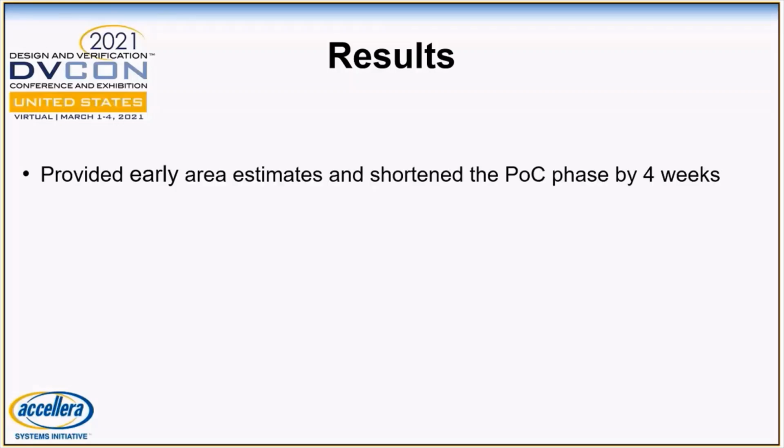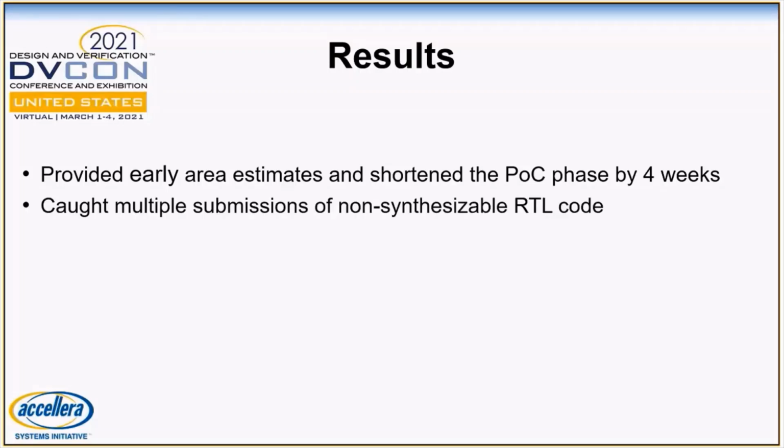Using design information from formal elaboration played a key role during the POC and execution phase. For POC, we provided the backend team with reasonable area estimates without relying on the availability of the standard synthesis tools. This shortened the POC phase by 4 weeks. Now, from an execution perspective, we enabled formal elaboration as a part of our gatekeeper check and caught submission of non-synthesizable RTL code multiple times. This maintained the quality of the RTL.